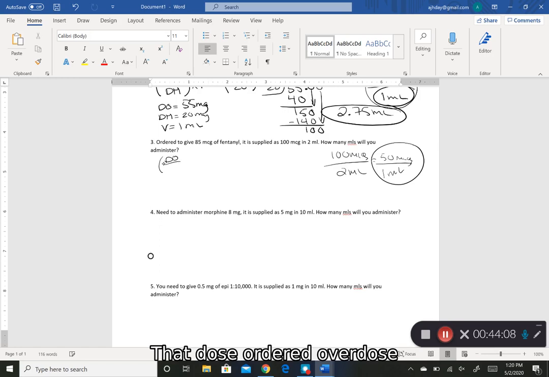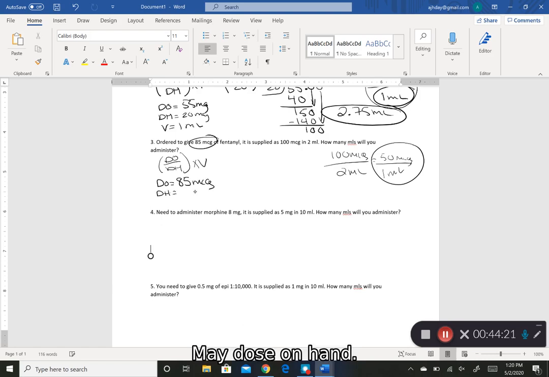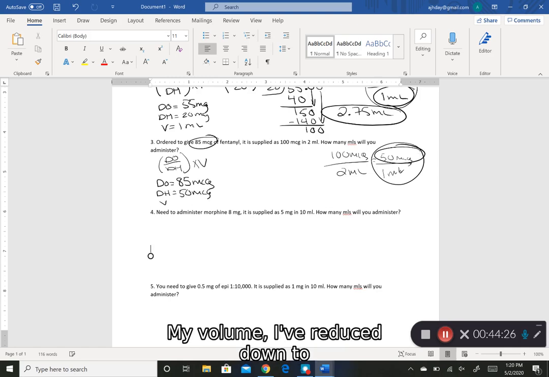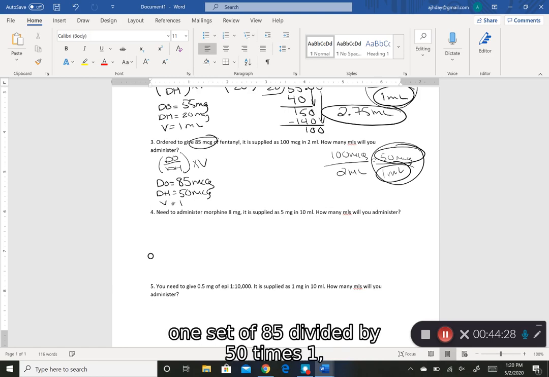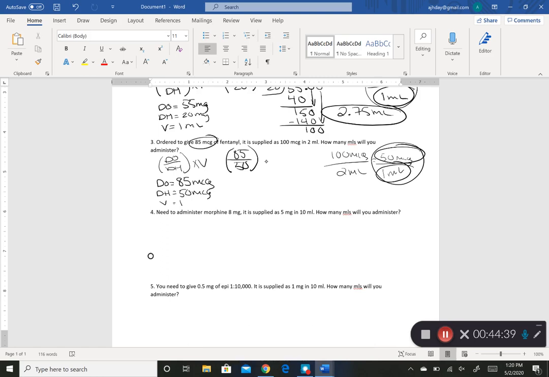So let's set up my equation. I got dose ordered over dose on hand times volume. So my dose ordered, I want to give 85 micrograms. My dose on hand, I've narrowed it down to 50 micrograms. And my volume, I've reduced down to 1. So I have 85 divided by 50 times 1, which we can get rid of the times 1. All right, so now I just need to do 85 divided by 50.